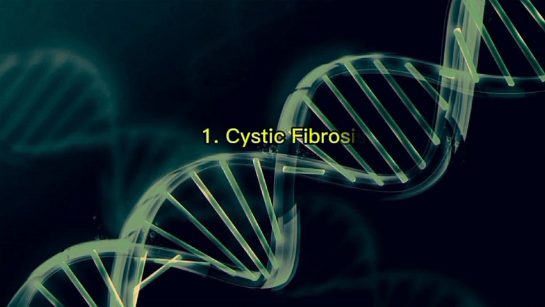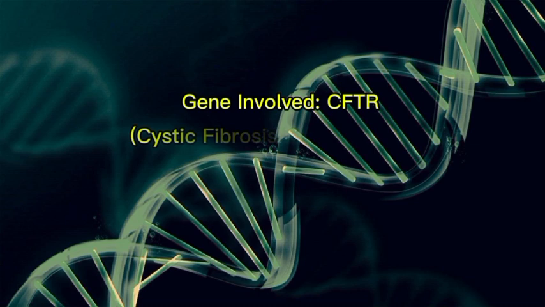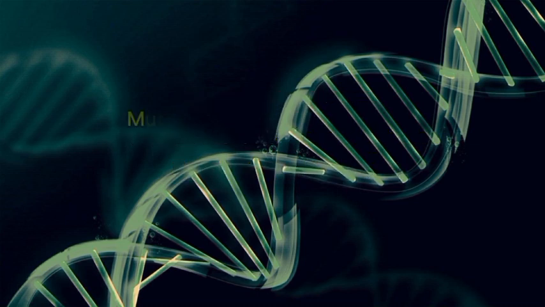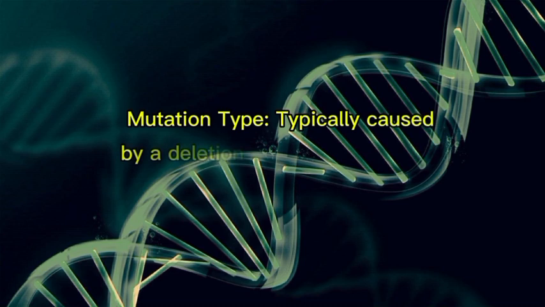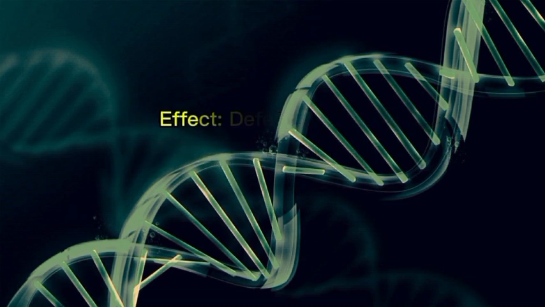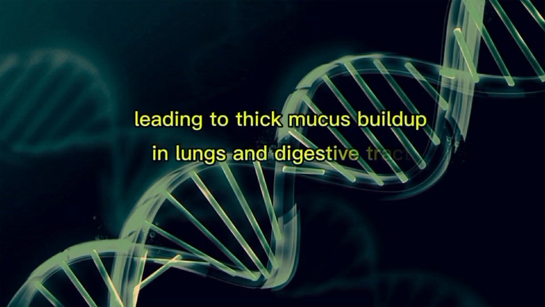1. Cystic fibrosis. Gene involved: CFTR, cystic fibrosis transmembrane conductance regulator. Mutation type: typically caused by a deletion of 3 nucleotides, resulting in the loss of the amino acid phenylalanine at position 508. Effect: defective chloride ion transport, leading to thick mucus buildup in lungs and digestive tract.